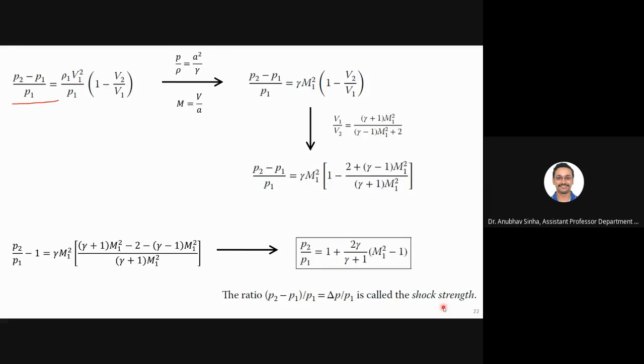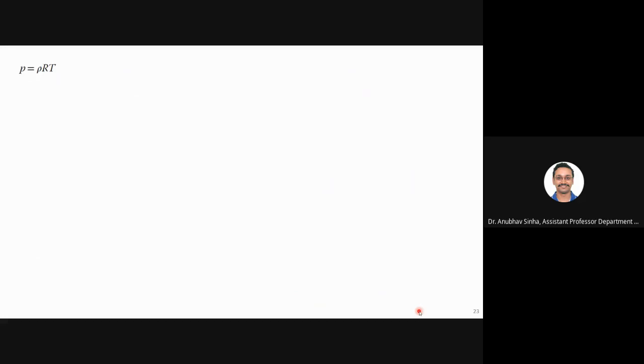So when we are moving forward, we will talk about strong and weak shocks. So for strong, as is obvious from the name, if you have large delta P, then it will be a strong shock. If this delta P is very small, then it is called weak shock. So we'll look at both these scenarios moving forward. Okay, now let us start with this equation of state.